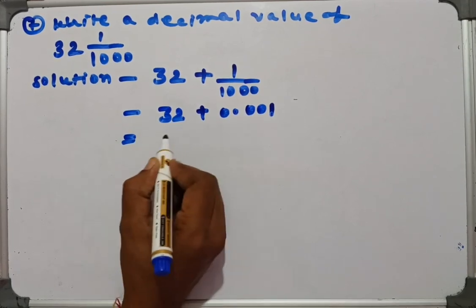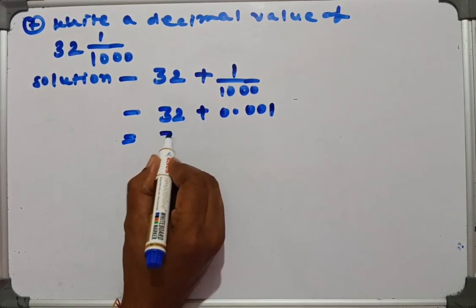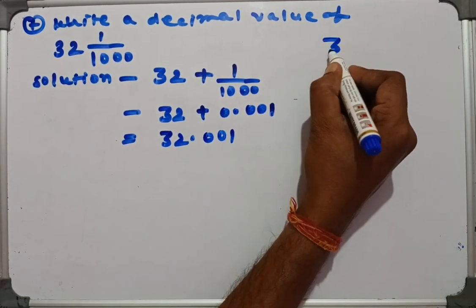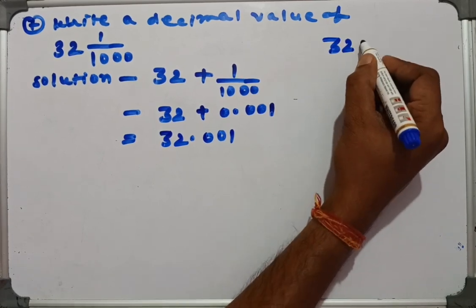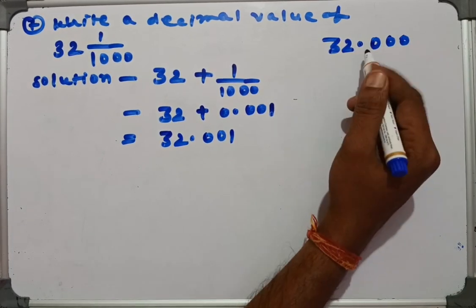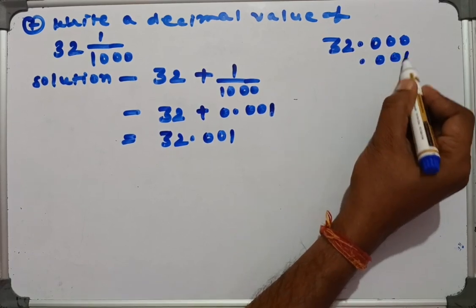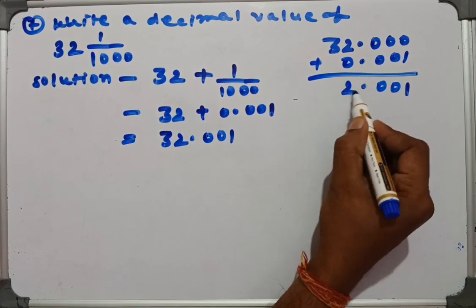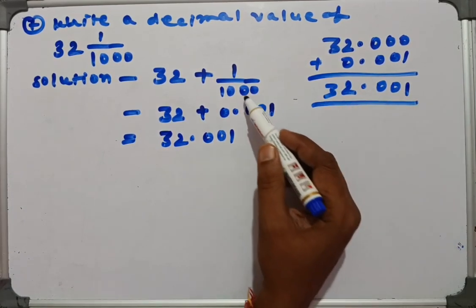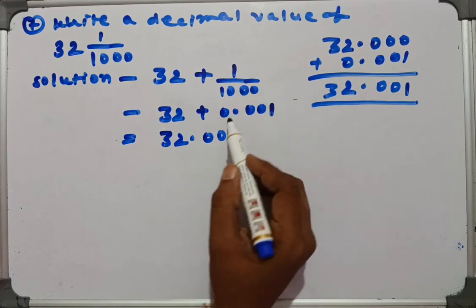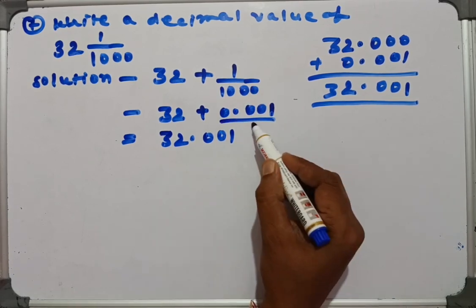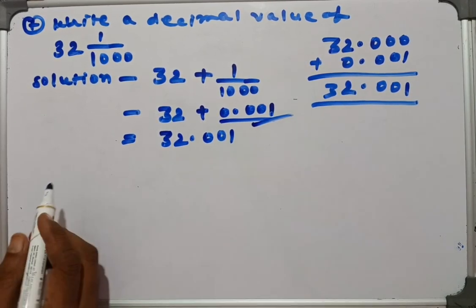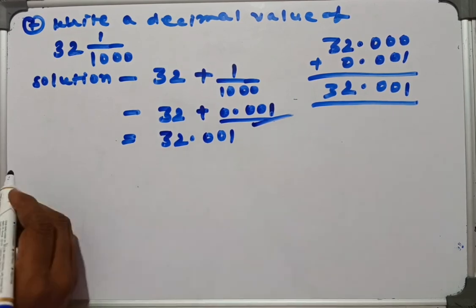So this becomes 32.001, or you can write this one, then put a dot, 000, put like this one, then make addition. Now guys, how this 1 by 1000 becomes this, I have already discussed in my earlier video. So I am not going to explain this one.